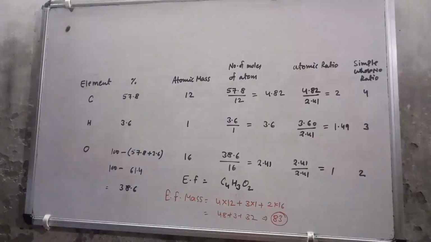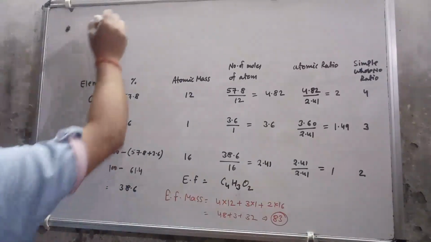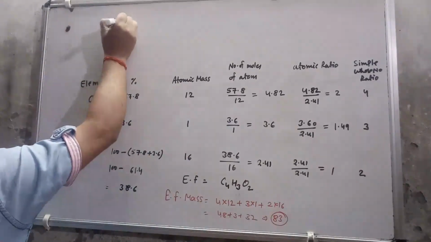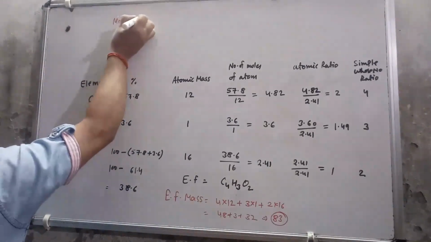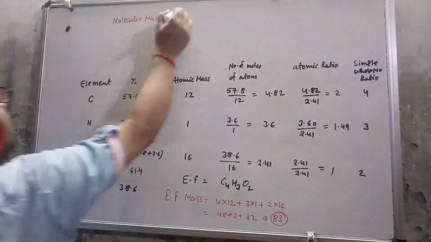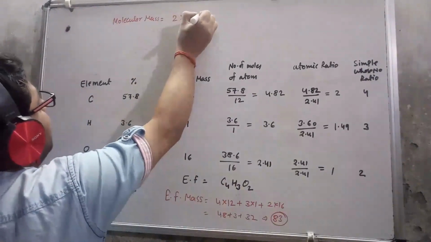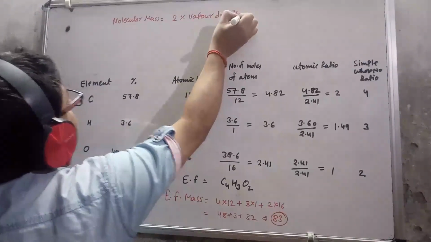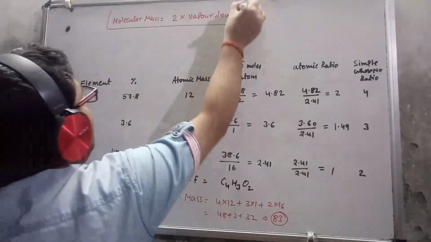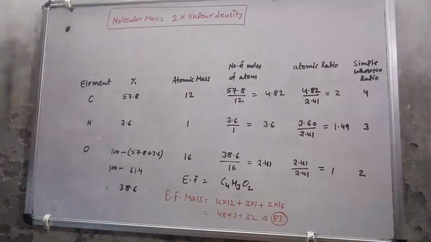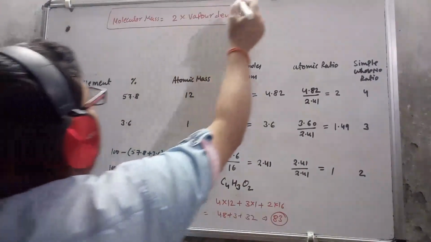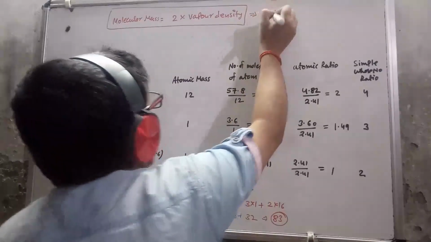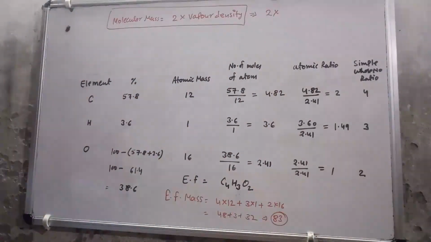Now they are not giving us the molecular mass in the question, they are giving us the vapor density. If they are giving us the vapor density, then the formula is molecular mass equals 2 multiply vapor density. Keep this formula in your mind also. If they are not giving you the molecular mass but the vapor density, then to find the molecular mass you multiply 2 by the vapor density.